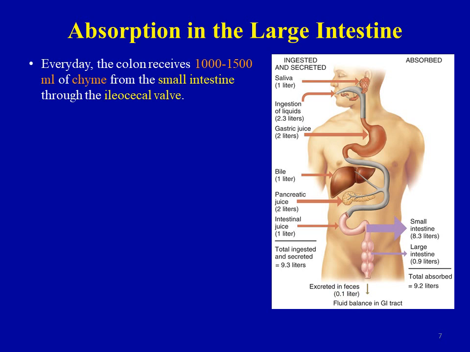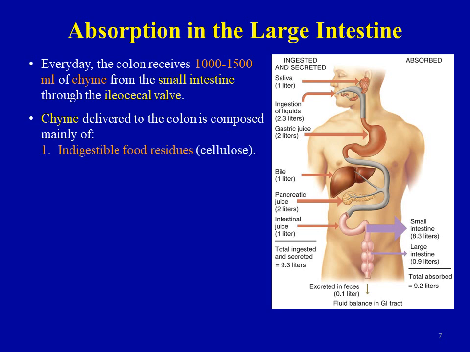So every day the colon receives 1 to 1.5 liters of chyme from the small intestine through the ileocecal valve. The chyme delivered to the colon is composed mainly of indigestible food residues, and this is cellulose, and unabsorbed biliary components, unabsorbed fluid and electrolytes. And then the colon will absorb most of the water, about 900 milliliters or 0.9 liter, as I said, and electrolytes, mainly sodium, chloride, calcium, magnesium, and zinc.